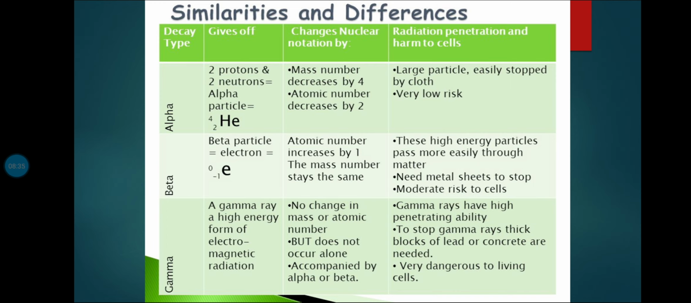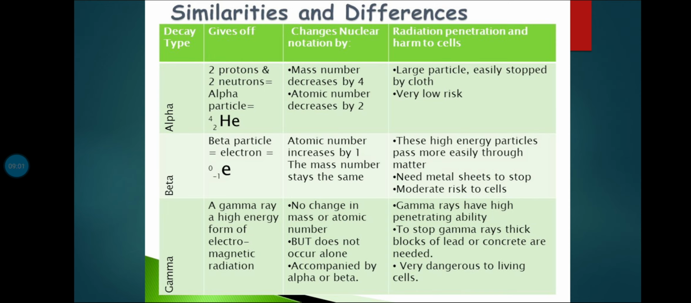The radiation penetration: the large particle is easily stopped by cloth, and it has very low risk to human cells. Beta particle: actually, beta decay is nothing but an electron emission.